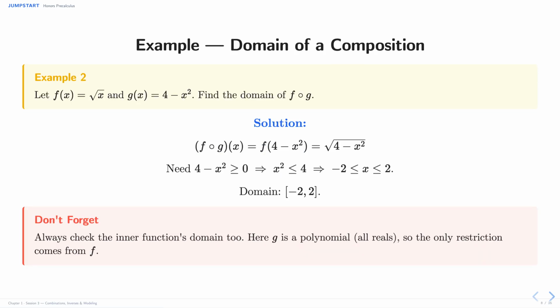Now, let's find the domain of a composition. Suppose f of x equals the square root of x, and g of x equals 4 minus x squared. To find the domain of the composition f of g, we start with f of g of x, which is the square root of 4 minus x squared. We need to ensure that 4 minus x squared is greater than or equal to 0, leading us to the inequality x squared must be less than or equal to 4. This gives us the domain of x between -2 and 2 inclusive. Always remember to check the domain of the inner function as well.